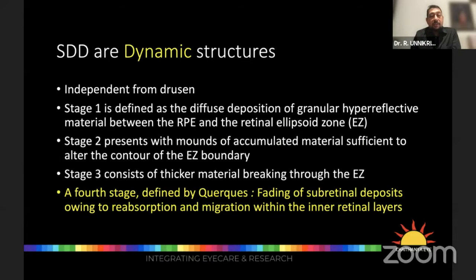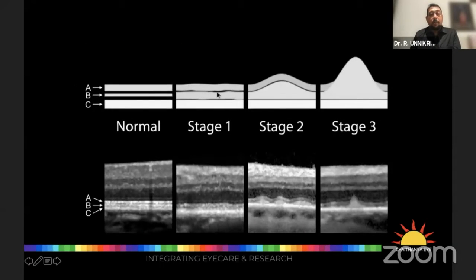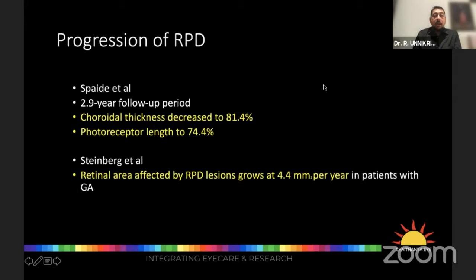So there are dynamic structures. If you look in this picture, first there is only an obliteration of the layers, and subsequently mounds are formed, and then a triangular penetration of the ELM happens in stage 3. A few studies have noted that over a 3-year period, the choroidal thickness and the photoreceptor thickness decrease by more than 75%, and the area affected by RPD lesions increases at quite an alarming rate also.